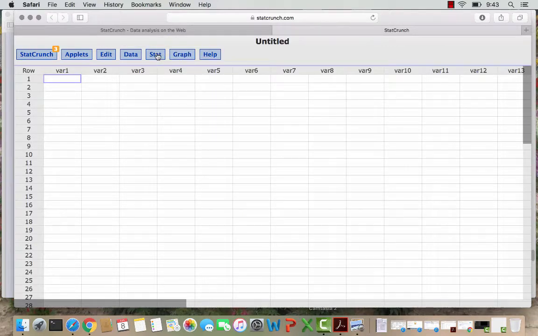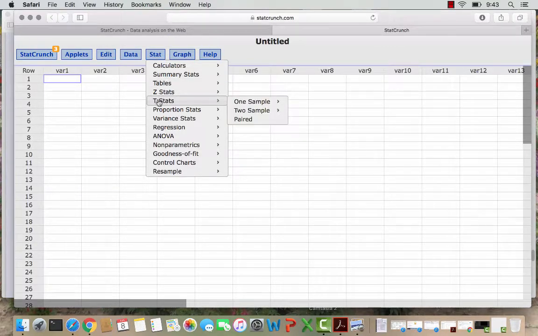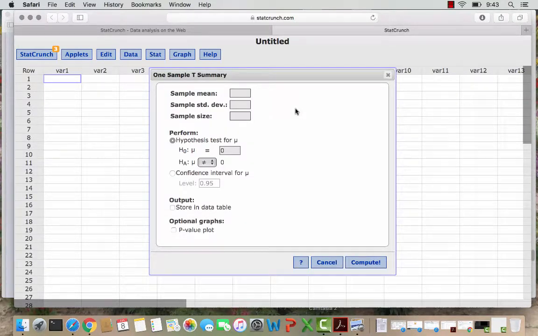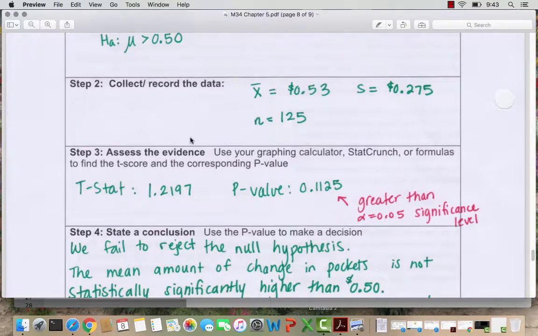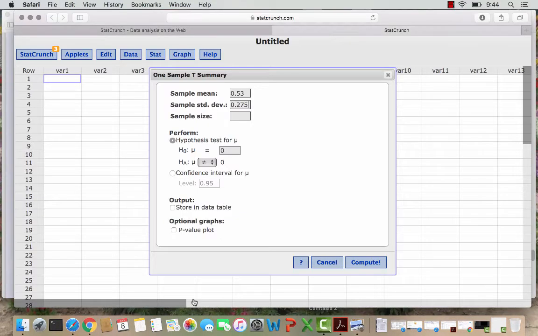So we go to Stat, and then instead of Z-stats, we choose T-stats, one sample, with summary. Our sample mean here was 53 cents. Our sample standard deviation was 0.275, and we had 125 people in this survey. And then we're comparing our mean to 50 cents, so we can put 0.50 here, change our inequality to greater than, and choose the p-value plot and compute.